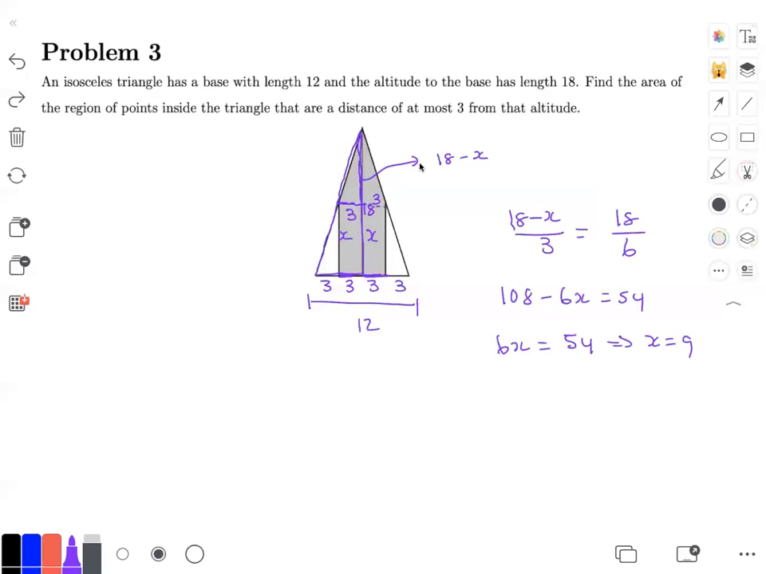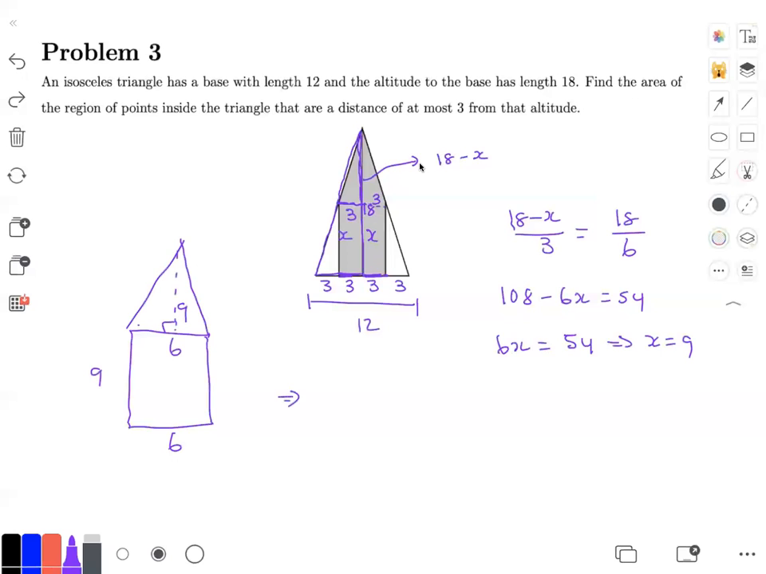So we know that we have this figure, probably not drawn the best. We know that this is 6, because 3 plus 3 is 6, this is 9, and this is 6. And we know the altitude is nothing but 18 minus x, which is 18 minus 9, which is 9. And we want to find the area of this.